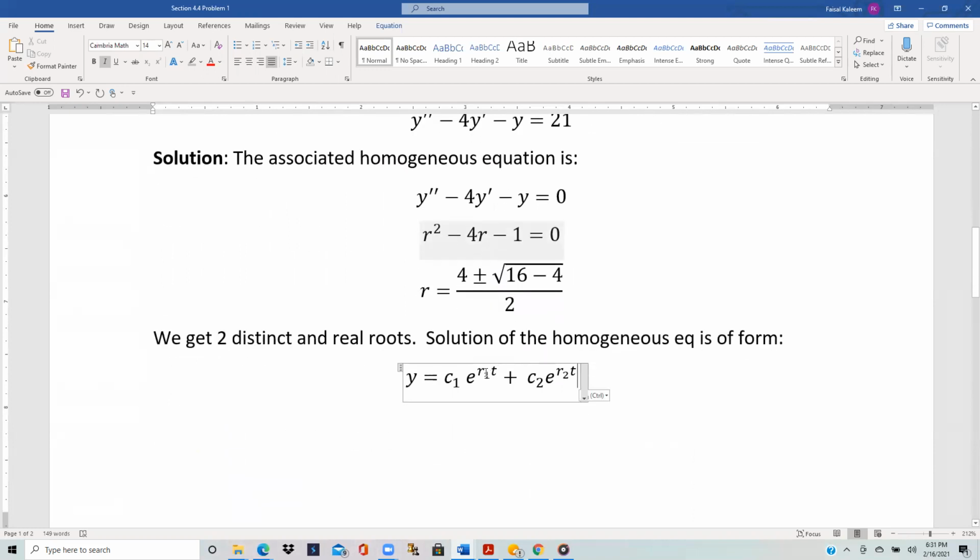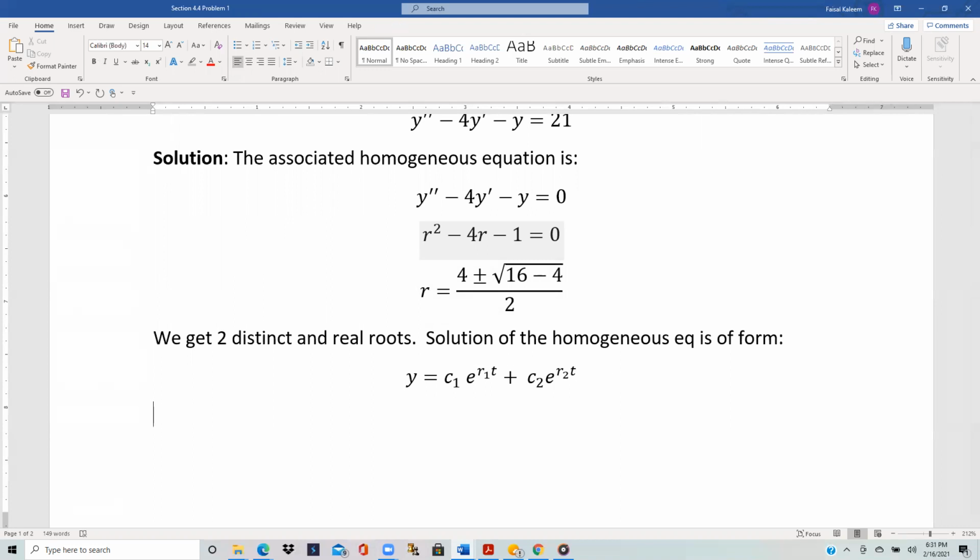Okay, and R1 would be the first of these roots and R2 would be the second of these roots. And obviously we can see that none of them are 0. Therefore, we have two terms here. C1 e^(R1 t) is one term and C2 e^(R2 t) is the second term.